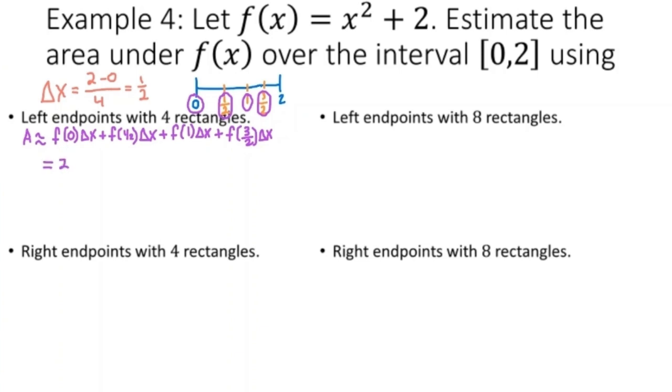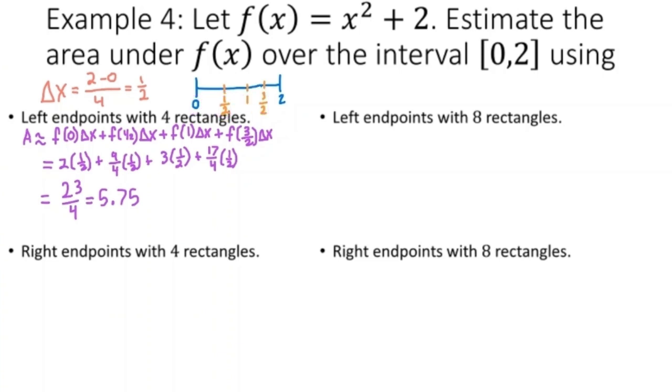f of 0 is 2, delta x is 1/2, f of 1/2 is 9/4 times delta x, which is 1/2, f of 1 is 3, and f of 3/2 is 17/4. And again, each of those multiplied by 1/2, which is our delta x. If we punch that into the calculator, we get that our area is 23/4, and for comparison, that'd be 5.75 as a decimal. Now we're going to approximate the area using the right endpoints with 4 rectangles.